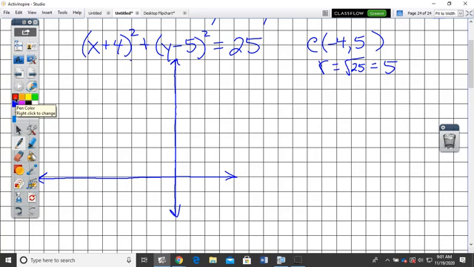All right. My center is -4, 5. And I'm going to go up, down, left, and right. How far? 5. So, 1, 2, 3, 4, 5. 1, 2, 3, 4, and 5. Way up there. 1, 2, 3, 4, and 5.